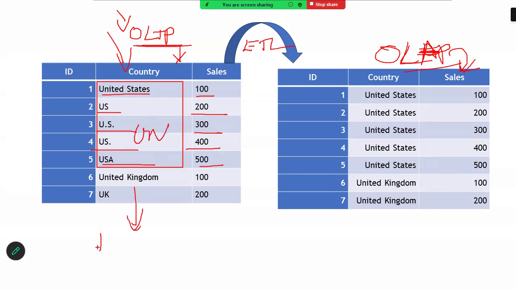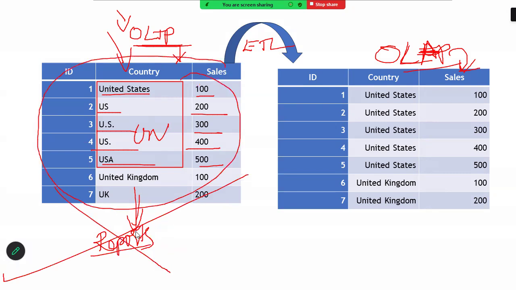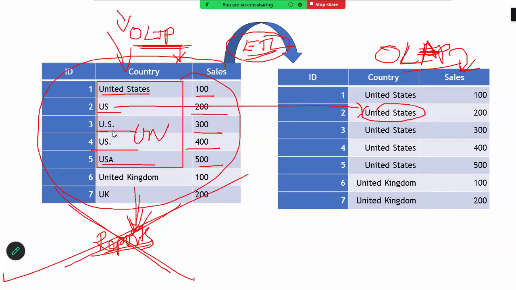When I try to use this unstructured data to create reports or visuals, we get wrong results, guys. I'll show you. So what you need to do is take this data and clean the data in the ETL software. The ETL software will take US and convert it to United States. It will take U.S. and convert it to United States. USA also will be converted to United States. UK will be converted to United Kingdom.